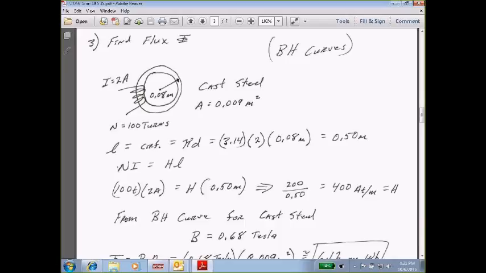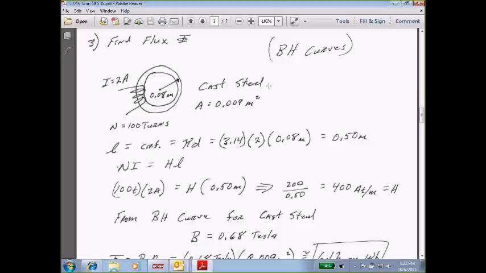And the current is 2 amps, and we have 100 turns on our coil. It's made out of cast steel. Now, I've indicated BH curves here. As long as we know B, we can find H, or if we know H, we can find B simply by looking at a set of curves and looking at the curve for the cast steel core.